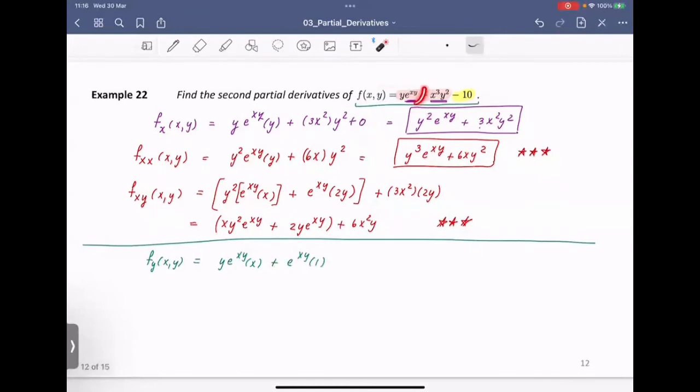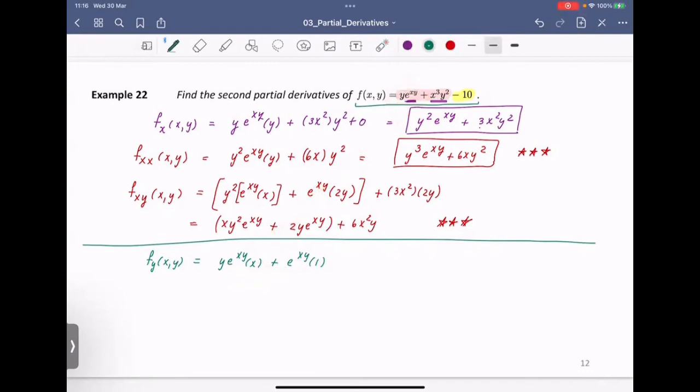Well, what happened here is I have y e to the xy. I want to differentiate with respect to y, so I keep y. I differentiate the second term by the chain rule, I get that, and then I keep e to the xy. I differentiate y, I get 1. Okay, it's just the product rule.